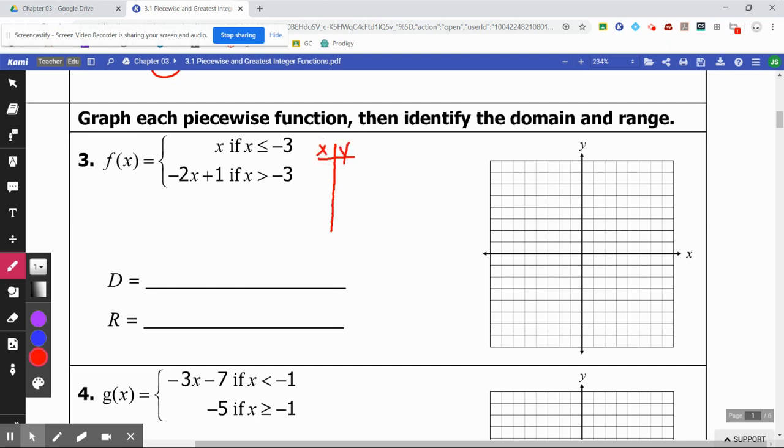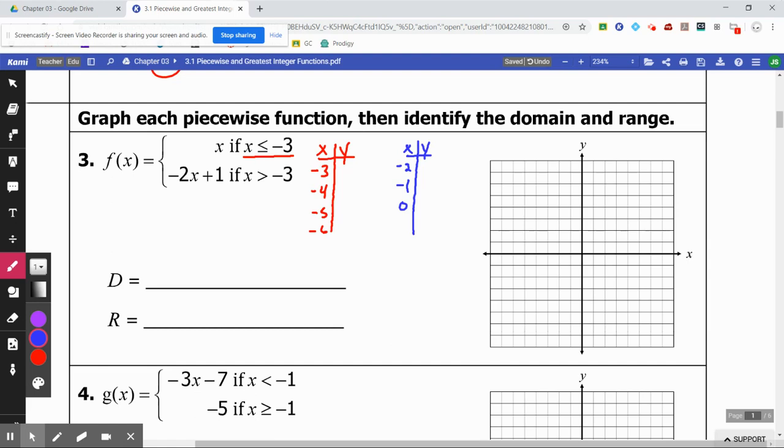We're going to do a t-table for each part. We're going to plug in values here that are less than or equal to negative 3. That would be values like negative 3, negative 4, negative 5, negative 6. And then for the second part of our graph, we're going to plug in values greater than negative 3. So that would be like negative 2, negative 1, 0.